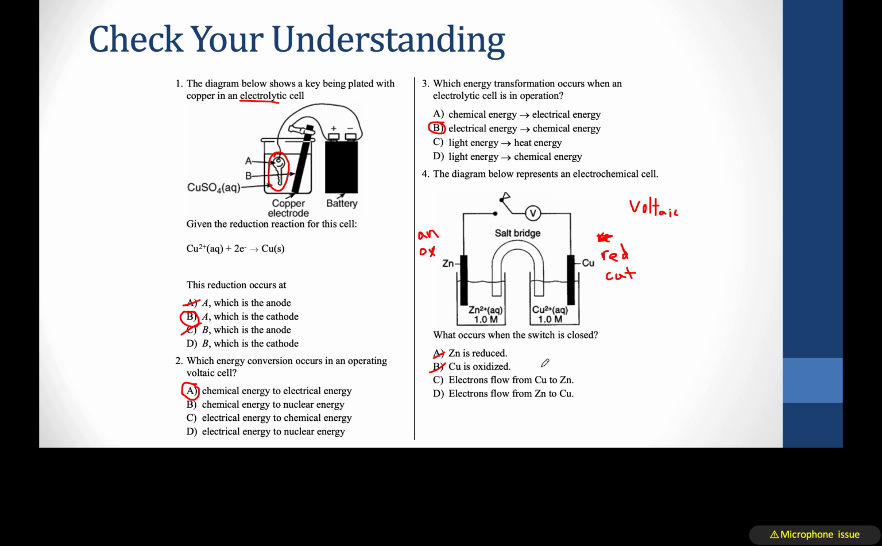Boom. Now we got to look at electron flow. Electrons always flow from the anode to the cathode. So anode to cathode, that's what we're looking at. Okay, so it's going this way, anode to cathode, or from the zinc to the copper, which means the answer is D. Electrons flow from zinc to copper. Okay, lots of little pieces of information in this.